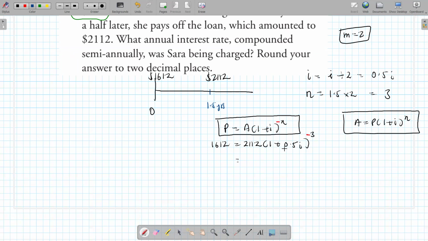All right, let's try using this. So step one, you divide both sides by 2112. So 1612 divided by 2112. So that will be 0.7633. This is going to be equal to 1 plus 0.5i to the power of -3. How do we solve this equation for I?